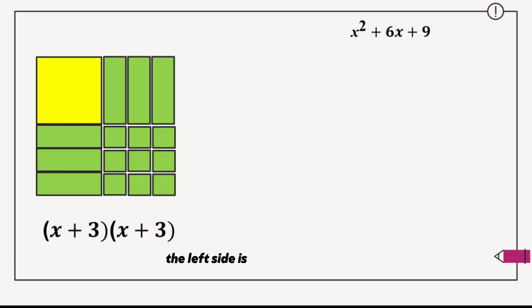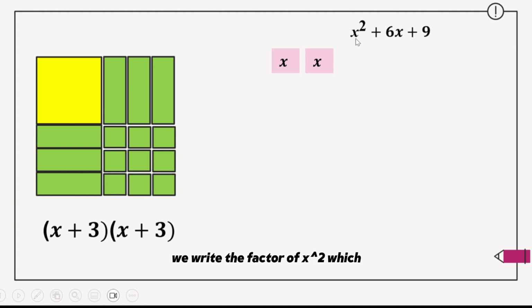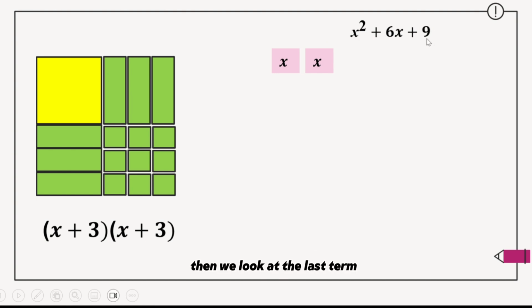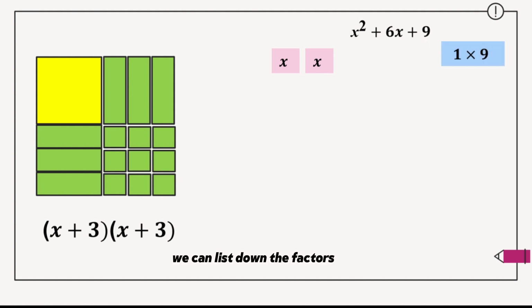The left side is the factorization from the algebra tiles method. So how are we going to factorize this using the cross multiplication method? First, we look at the first term. We write the factors of x squared, which is x times x. Then we look at the last term and find all the factors of it. We can list down the factors as 1 times 9 or 3 times 3.